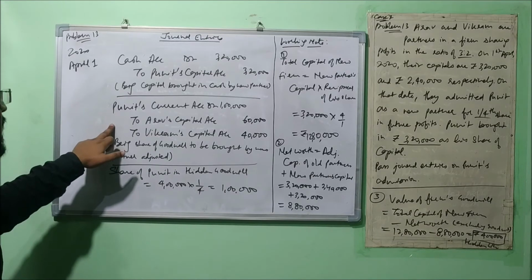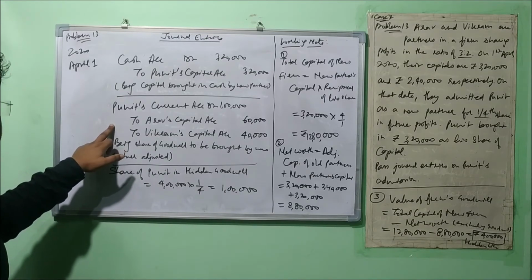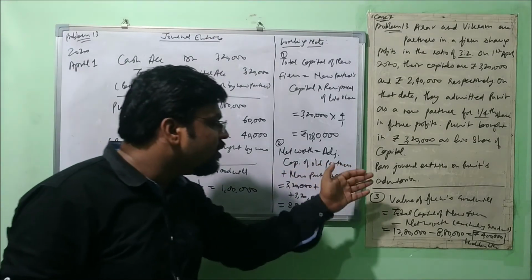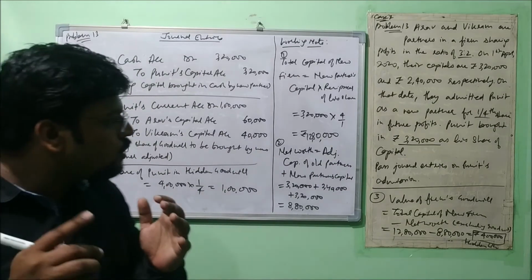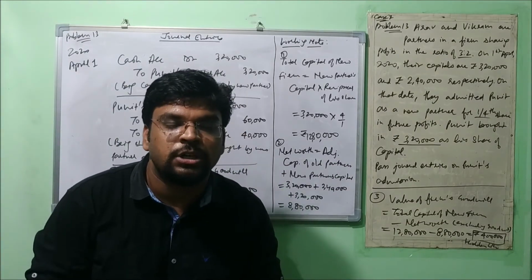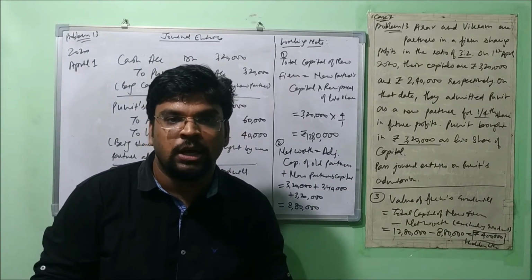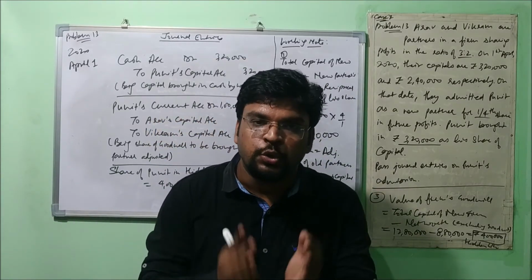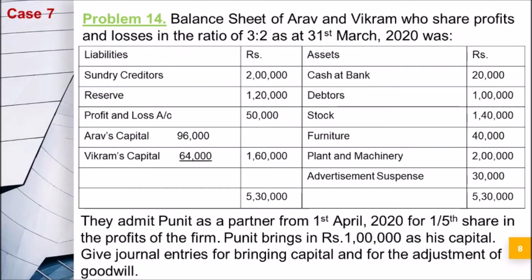This entry is similar to case number 5 we did in the previous video. Nothing changed, only the situation related to the treatment of goodwill has changed. So this is one variety of question on the treatment of hidden goodwill. There can be one more variety of question. We are going to attempt that as well. You can see the question on your screen.